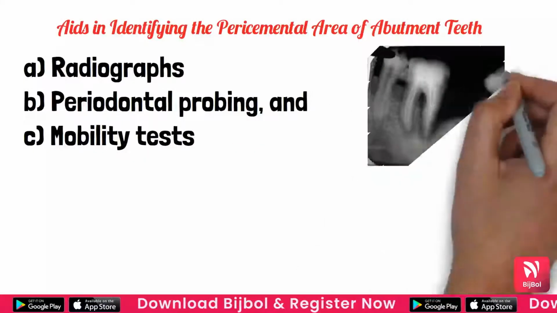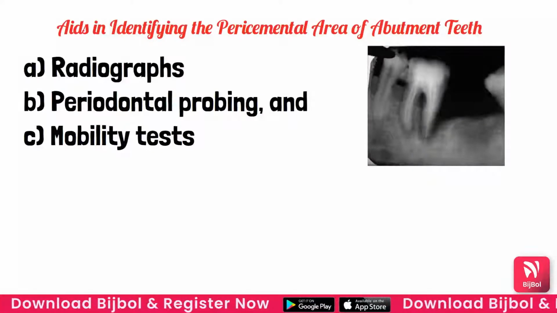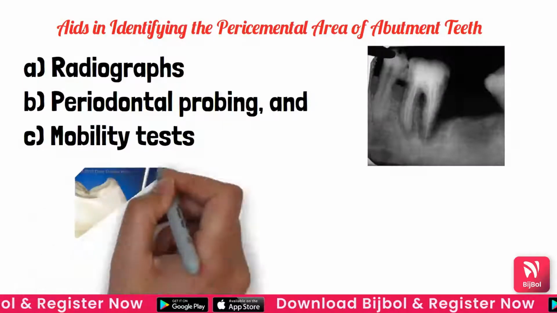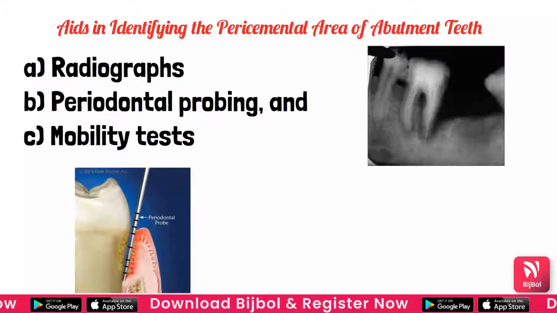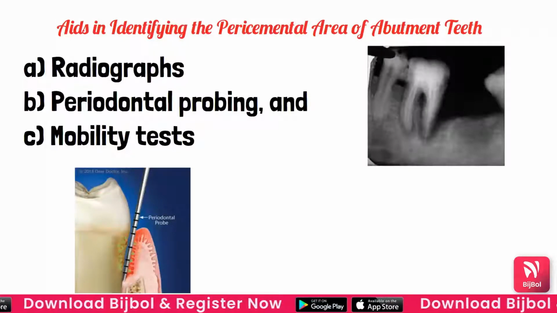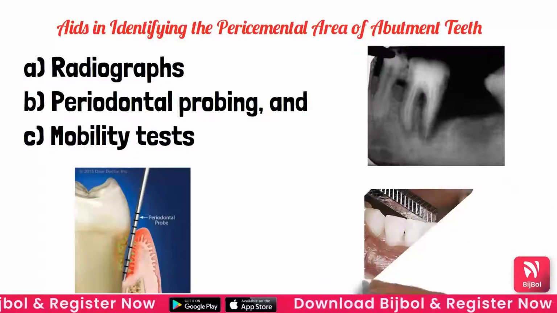Now if you see here in the radiograph, the distal surface of the molar has bone loss. So this cannot act as an ideal abutment tooth. Just because we have done root canal treatment is not enough; we have to check the radiographic appearance also. In the second picture, there is periodontal probing. If there is a deep pocket, again there is definitely bone loss, so even that tooth cannot be used as an abutment tooth.